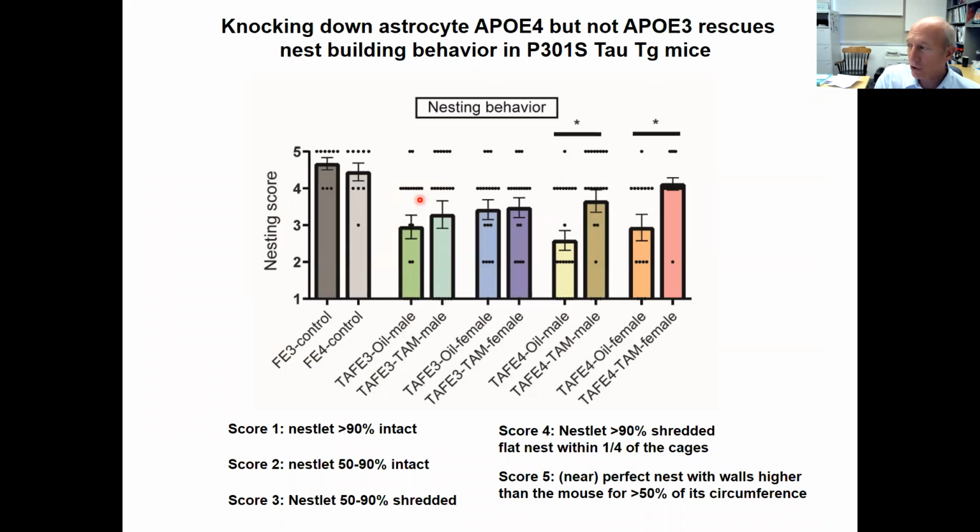We also see a functional effect when we remove astrocyte E4 in this particular nesting behavior. 4 to 5 is a normal score, and you can see these animals are quite impaired, and when you remove astrocyte E4, it gets them much closer to normal in this particular behavior.